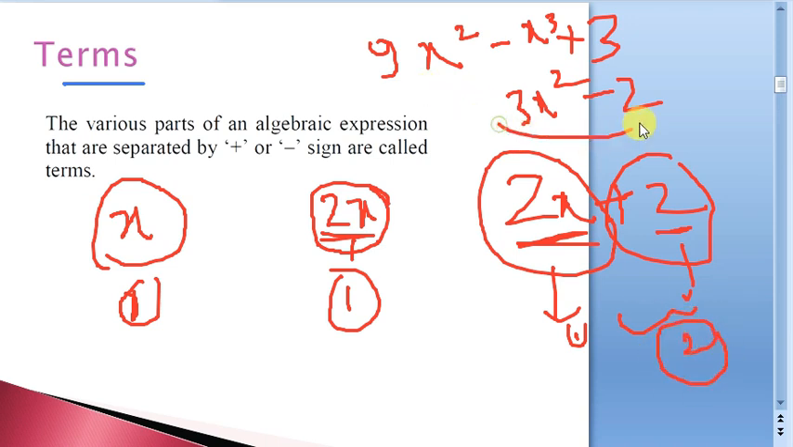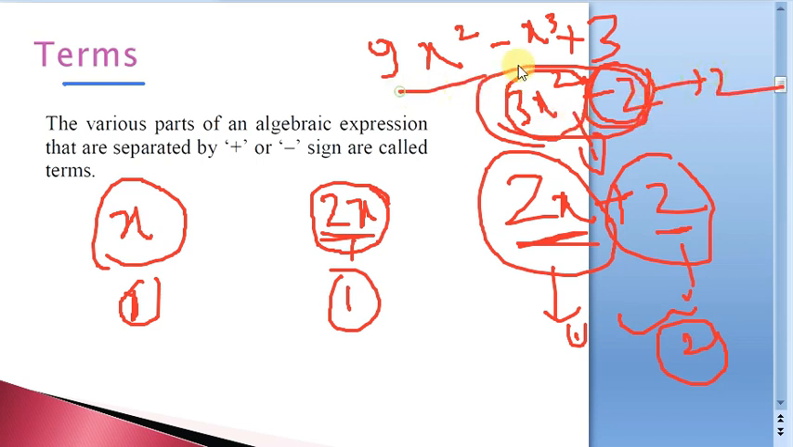Now in this case, 3x square minus 2, how many terms are there? This 3x square we will take as 1. This is the variable x square. For the coefficient, we will see all these things later. So this is a single term and this minus 2 is a single term. How many terms are there altogether? 3x square is one term and this minus 2 is one more term. There are 2 terms in total. But in this case, if you see, 9x square is a term, this minus x cube is a term and plus 3 is a term.